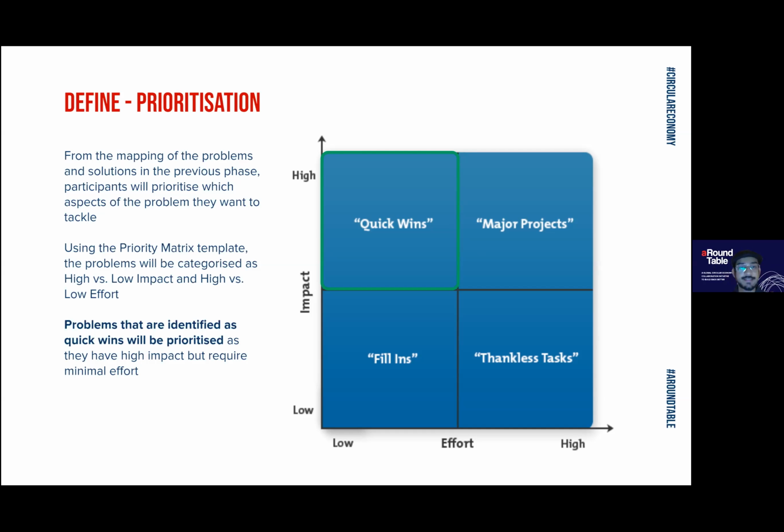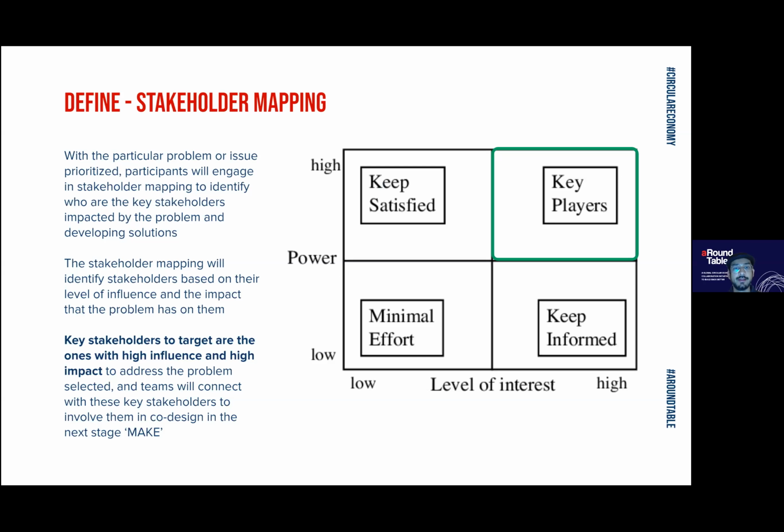And we'll also do stakeholder mapping in order to see who the key stakeholders are that are impacted by the problem or have a lot of influence and power over the problem and are instrumental to get involved in order to develop solutions. So this exercise will really help communities understand who the key stakeholders are to target, especially ones with a high level of influence and a high level of interest in addressing the problem selected. And how can teams connect with these stakeholders and get them involved in order to co-design solutions in the next phase?